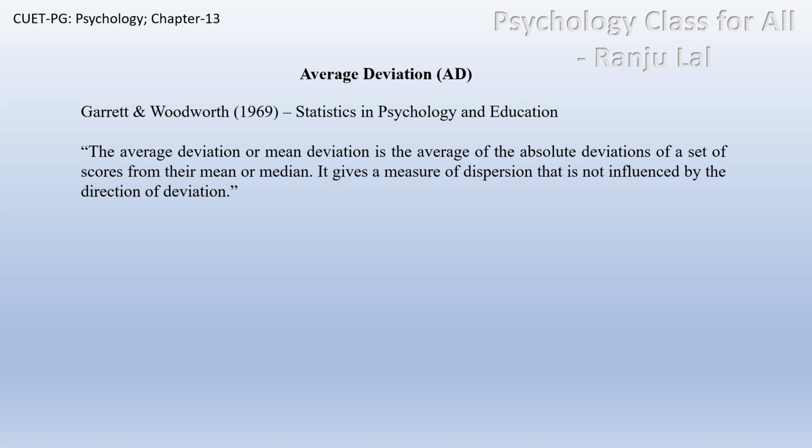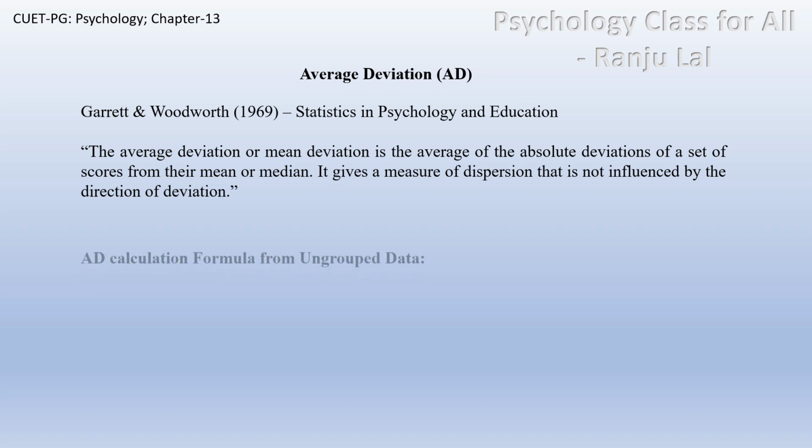So, average deviation, also known as mean deviation, tells us how much the scores in a data set differ from the average, regardless of whether they are above or below it. It uses absolute differences, so we don't need to worry about negative signs.